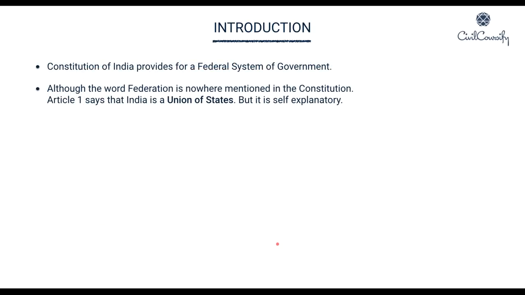Next, the Constitution of India provides for a federal system of government. Although the word federation is nowhere mentioned in the Constitution, Article 1 clearly says that India is a union of states. But it is self-explanatory that India is a federal system of government, because although India has both the federal and the unitary features, the good features of both the types of government, it is more tilted towards the federal form of government.